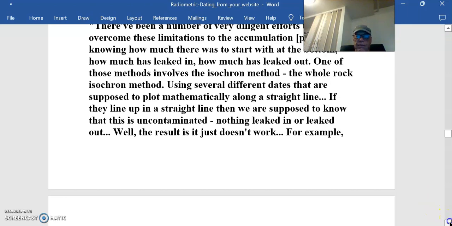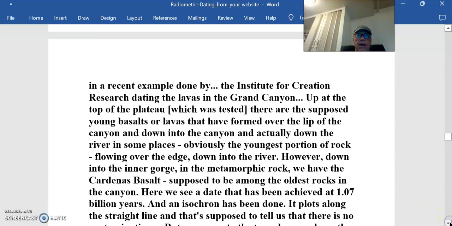For example, in a recent example done by the Institute for Creation Research, dating the lavas in the Grand Canyon, up at the top of the plateau which was tested, there are supposed to be young basalts or lavas, young, not old, the bottoms are the oldest, that have formed over the lip of the canyon and down into the canyon and actually down the river, the Colorado River, in some places. Obviously the youngest portion of rock, flowing over the edge.